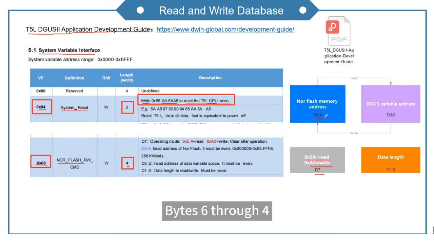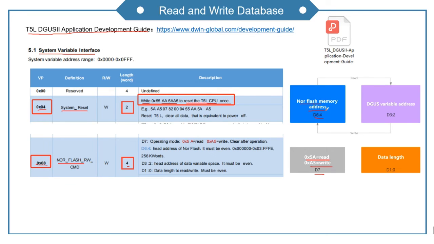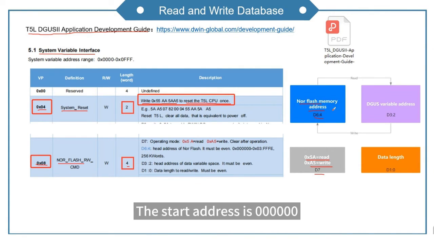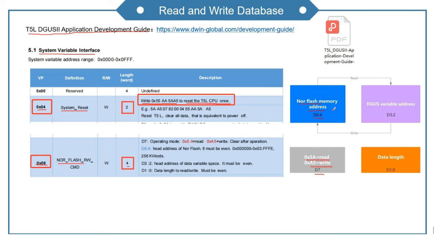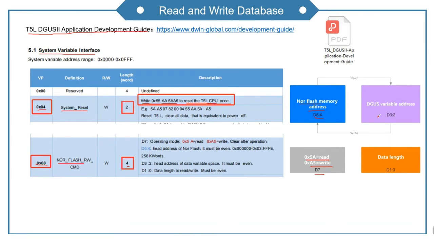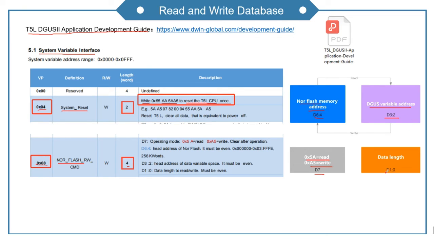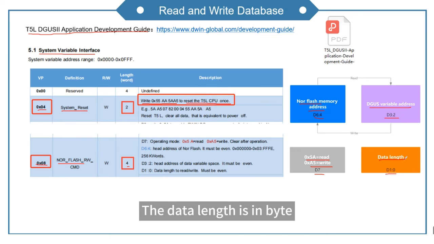Bytes 6 through 4 indicates the head address of NOR flash. The start address is 000000, and the address must be even. Bytes 3 through 2 indicates the VP address. It also has to be even. Bytes 1 through 0, the data length, is in bytes. It has to be even.